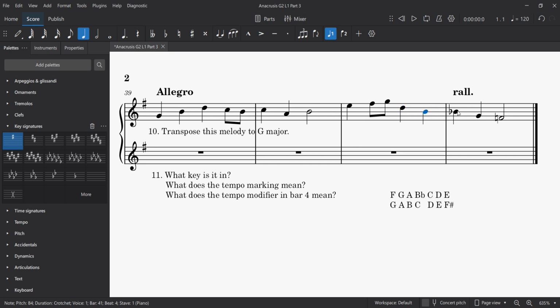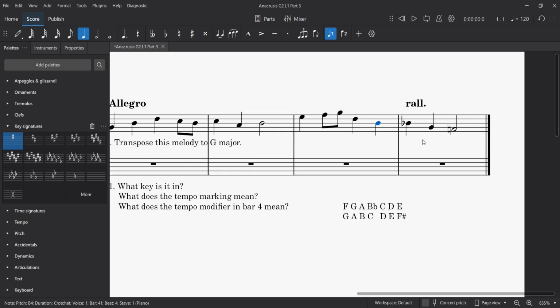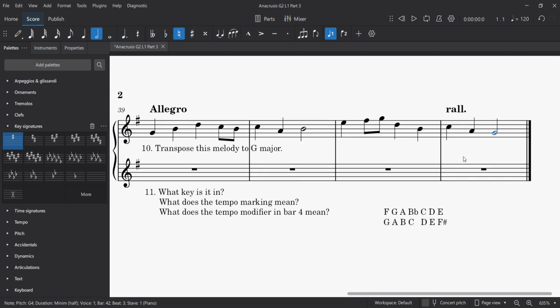Now let's try it for the last bar. So we have B flat, we'll move that up to a C, the G becomes an A, and the F becomes a G. Fantastic! If you manage to get this, then you have transposed this melody correctly.